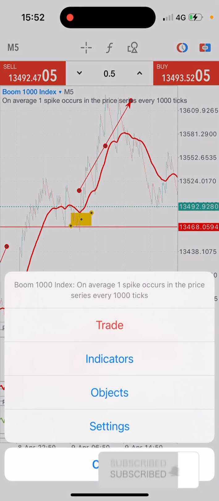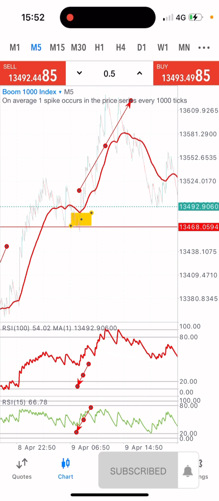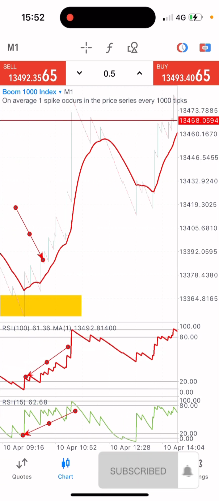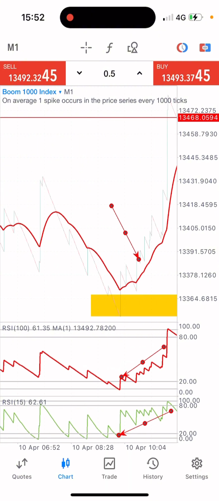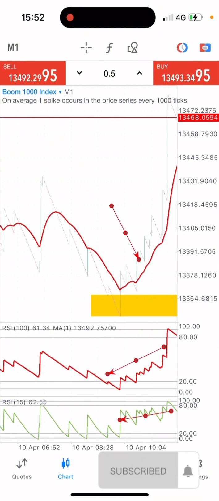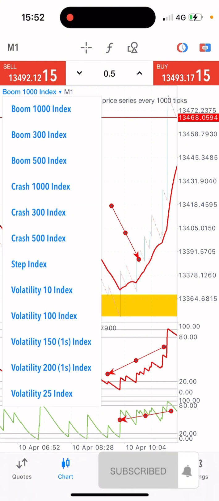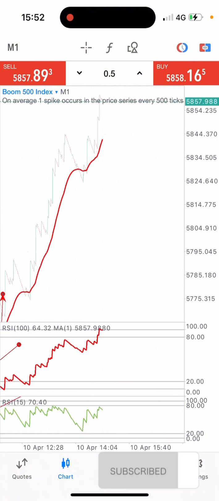So what I can say is most of the times this signal, or this line, will align only when there is a potential reverse of the market, or where there's a high support, high resistance. Okay, so this is it for Boom 1000. I told you Boom 1000 is same as Boom 500.